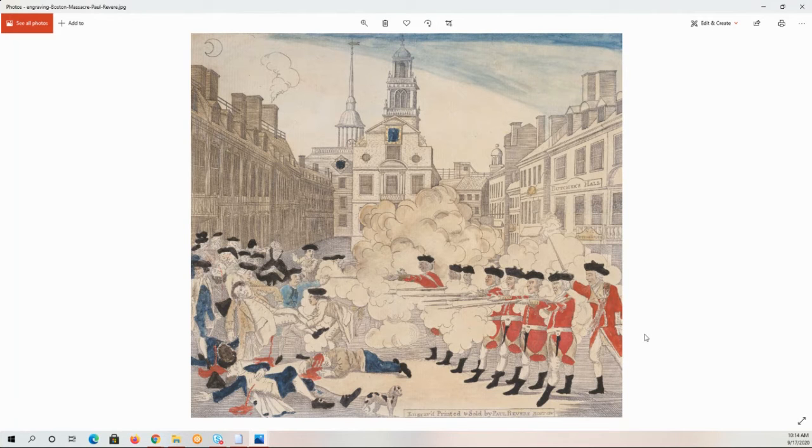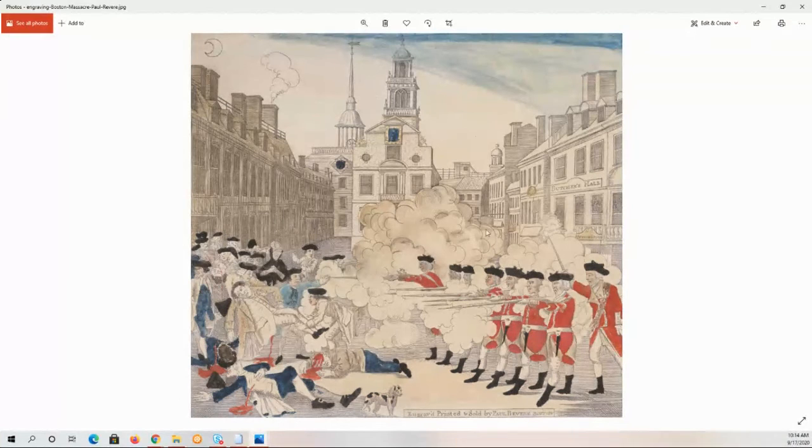But you can see there's some propaganda going on here. You don't see any clubs or weapons of any kind over here in the Bostonians. They all are portrayed as completely innocent. And then you have the British, and here's your commander seeming to order them to fire, which did not happen. You see them standing up and shooting. And then, of course, he gets hit in the head. I'm assuming this is supposed to be Crispus Attucks.